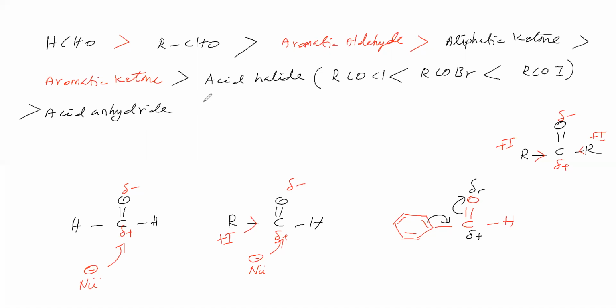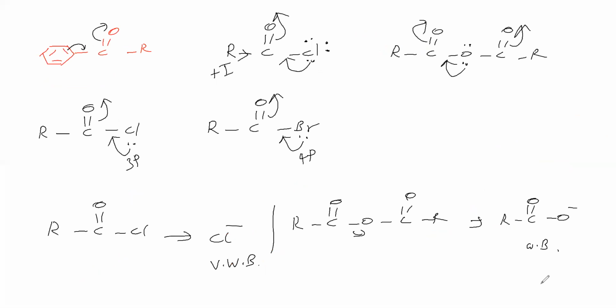Okay. Next we will take ester. Ester and acid anhydride. We will take the acid anhydride like this, and the ester like this. In both cases, resonance is possible. Okay. Here, if you see, resonance is there.